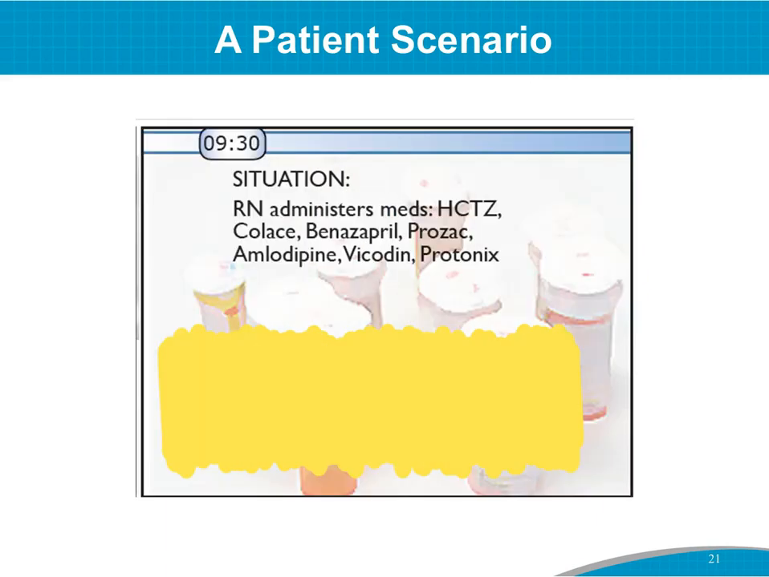So the registered nurse administers a bunch of medications: hydrochlorothiazide, Colace, benazepril, Prozac, amlodipine, Vicodin, and Protonix. So again, what are these medications going to do that are going to increase the patient's risk for falls?